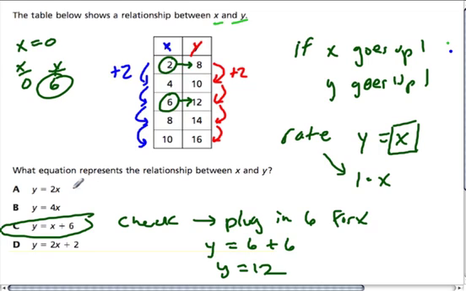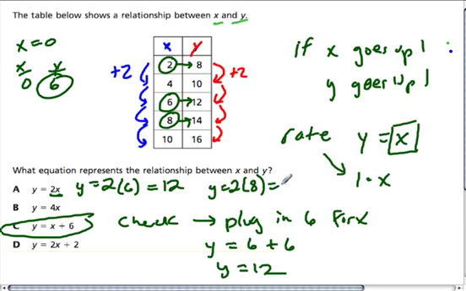And these other equations, if you're not sure, check it. Let's stick with our same value. Y equals 2 times 6. That's what it says right here. And 2 times 6 is 12. So this one looks like it works so far. Let's try another one. Plug in 8. If you plug in 8, we should get 14. So y equals 2 times 8, but we get 16. So this equation can't work.